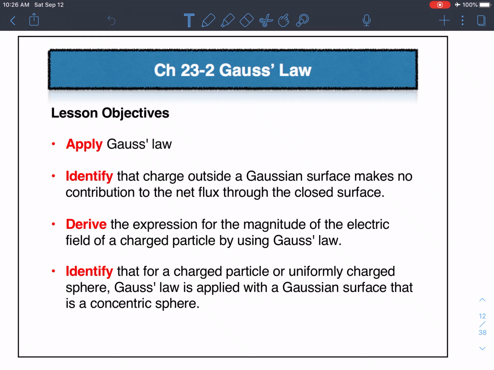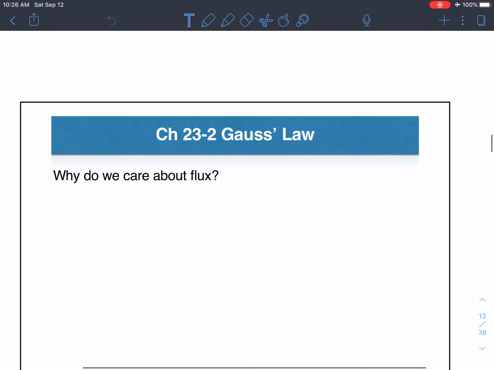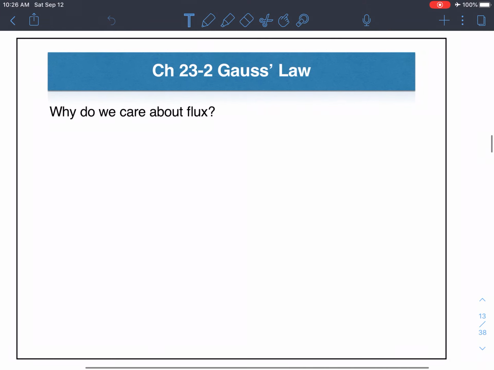I briefly talked about this already, but again, there are several symmetric cases that we are looking for, not many, so we will look into them a few times so that the concept is clear.